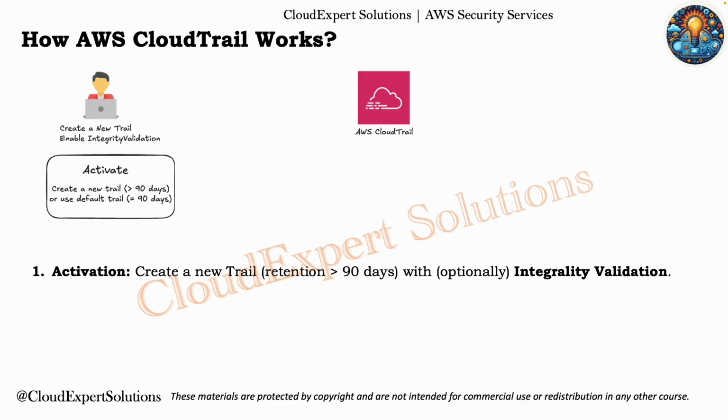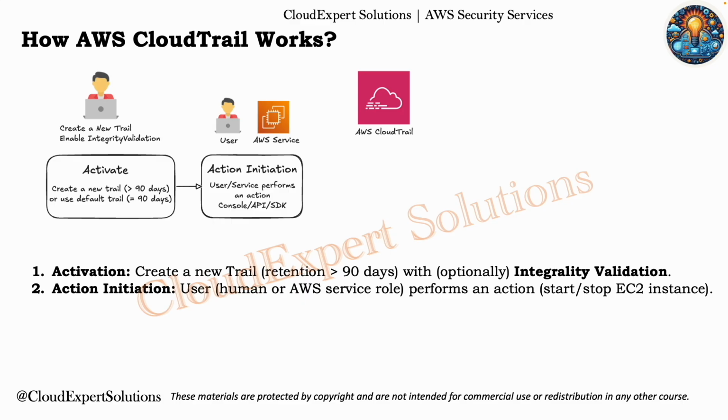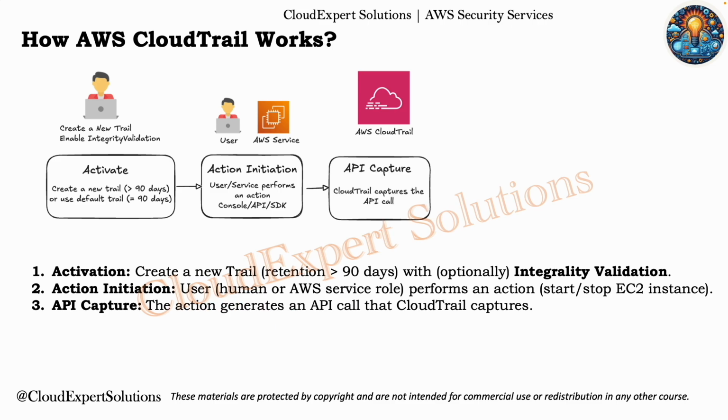Now let's assume a user action, maybe a human user or any AWS service role, performs an action. Maybe they are trying to stop an EC2 instance or create an S3 bucket policy. Then CloudTrail will automatically capture this call.